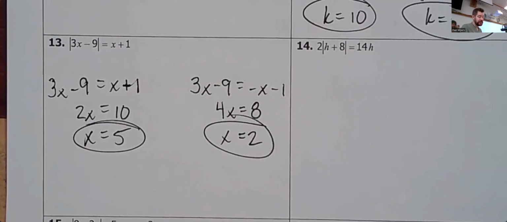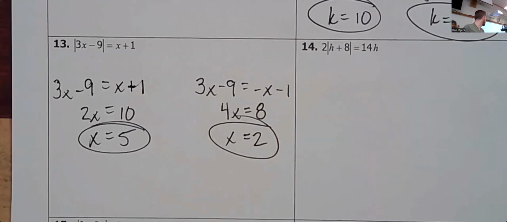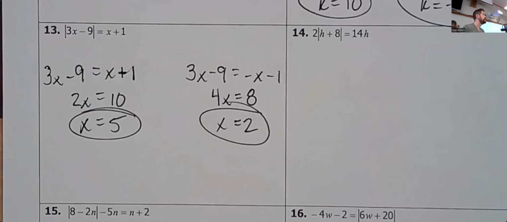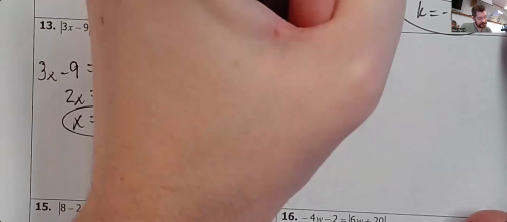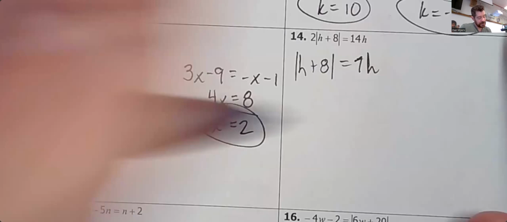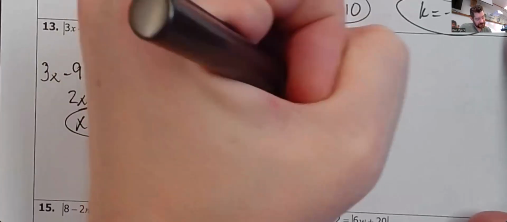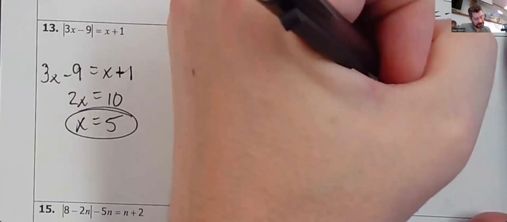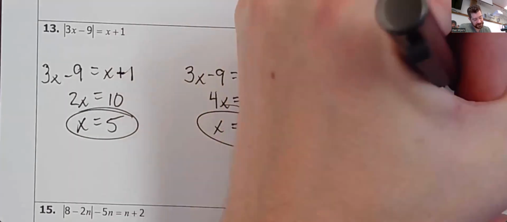All right, let's see. What do we have to do first on 14 before we can write our two equations? Divide. Good. So divide by 2. So you got absolute value of h plus 8 is equal to 7h. Now we're going to say h plus 8 equals 7h, and then h plus 8 equals negative 7h.